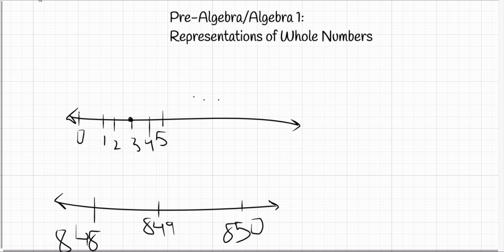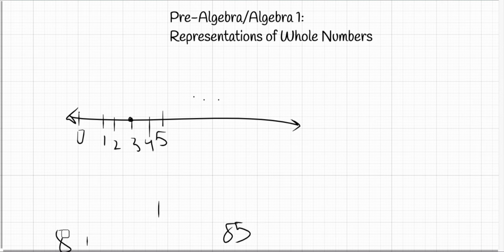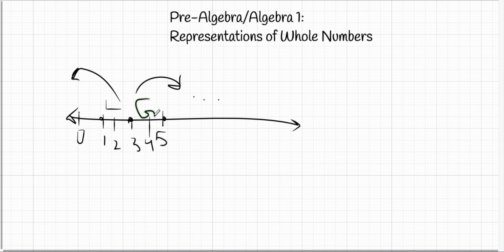This is a number line, and one last thing about number lines is order. So order matters. Basically, numbers on the right are greater than, and numbers on the left are less than. So basically, 5 is greater than 3, 1 is less than 3. So this is less, this is greater. And that's basically it for representations of whole numbers.